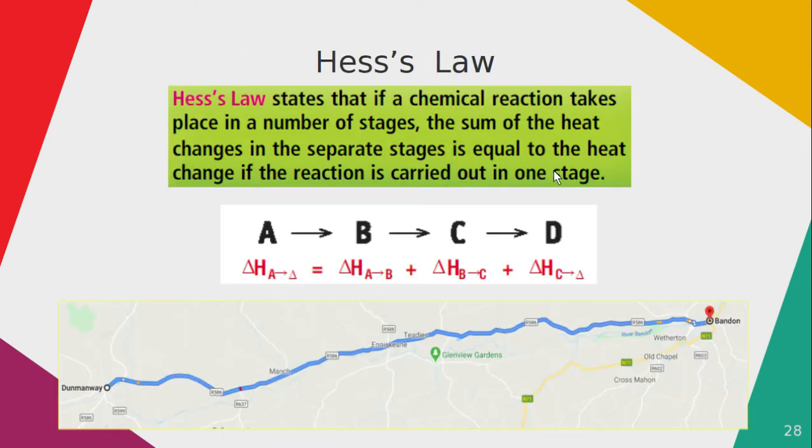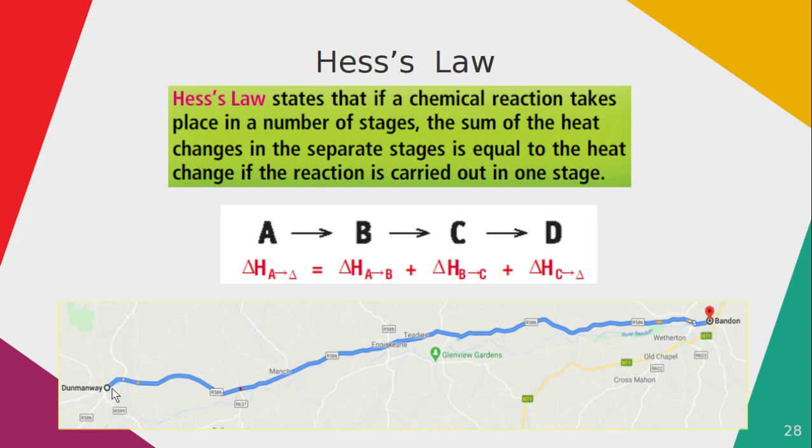And Hess's law states that if a chemical reaction takes place in a number of stages, the sum of the heat changes in the separate stages is equal to the heat change if the reaction is carried out in one stage. So just to try to explain that in another way, I've got a little map here of the journey from Dunmanway over to Bandon. And what Hess's law is saying, obviously I'm going to talk about distance here, and we'll convert it back to talking about energy in a second.